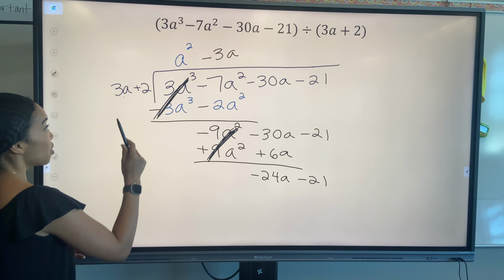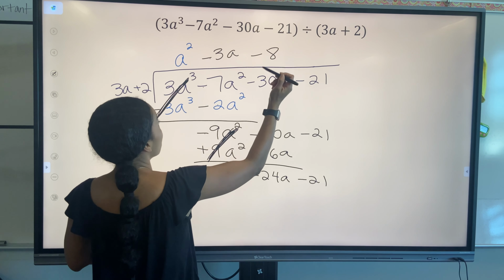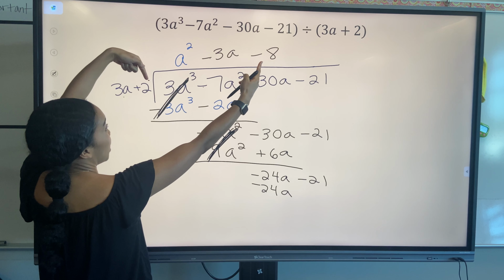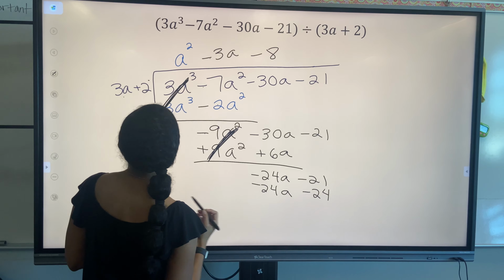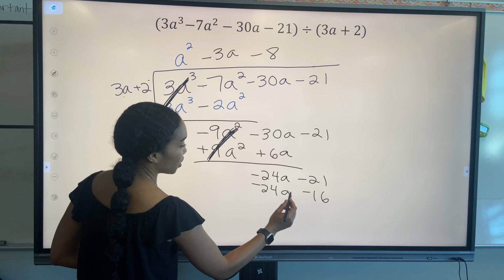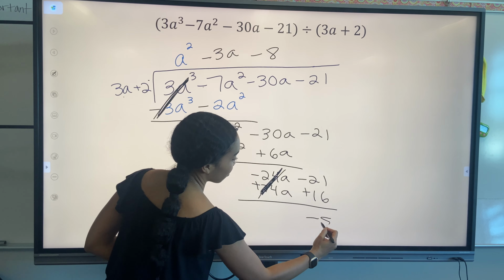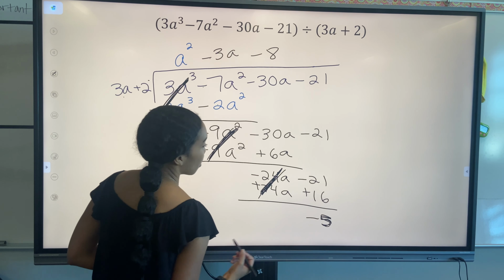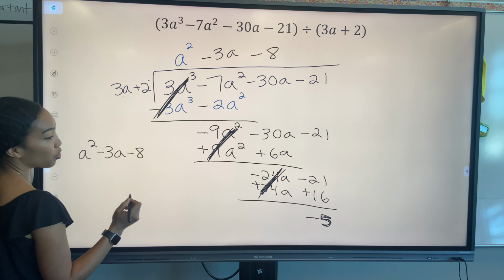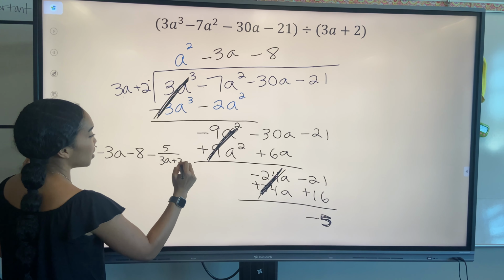All right? 3a times what is -24a? -8. So we're going to multiply these two, and you get -24a. Multiply these two, and you get -24. Oh, no, sorry, -16. Okay, from here, you change the sign, and those cancel out. Your remainder is -5. Okay, so here's your answer. What's at the top? And your remainder is negative, so I'm going to have a minus sign. And you have 3a plus 2 in the denominator.